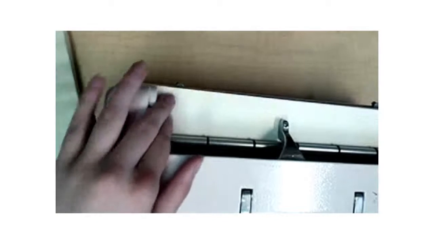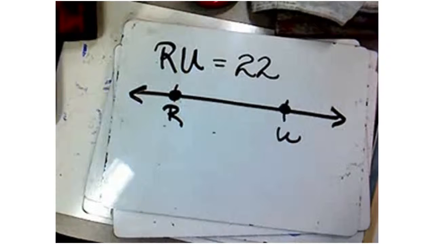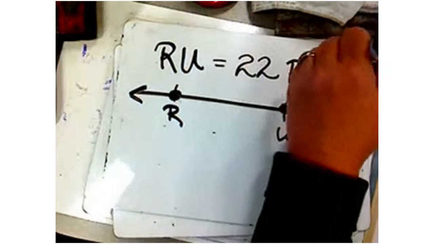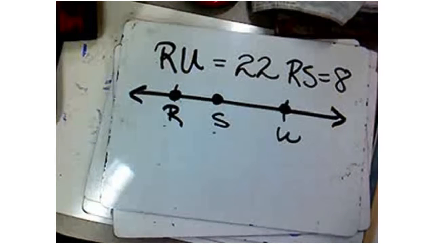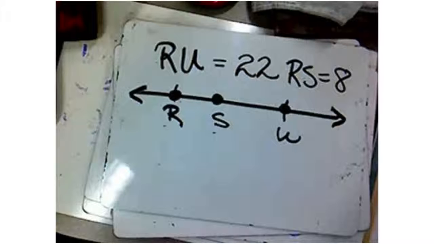RU is 22. That's a rhyme. And then you're told RS is 8. So you find RS. Hey, look how far my fingers stretch. Okay. So RU is 22, RS is 8. What would you write for your equation?